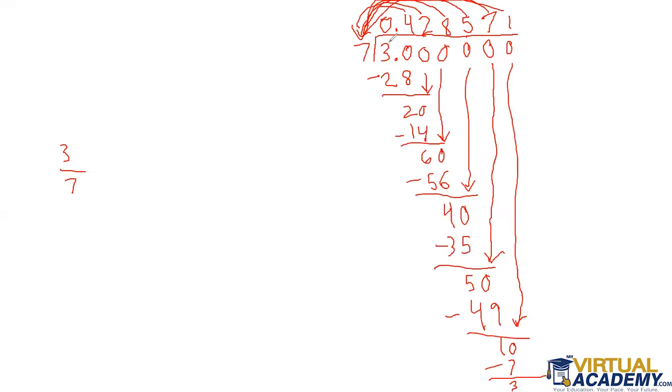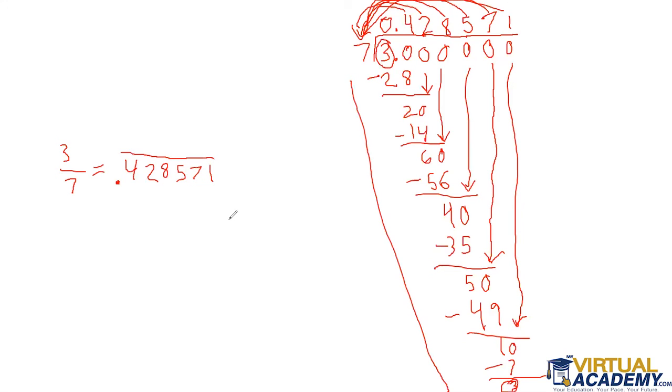Okay, notice that we started off with a 3 up here, and we ended up with a 3 down here, okay? So this entire pattern is going to repeat. So 3/7 equals 0.428571. All 6 of these numbers repeat, okay? So 0.428571, 428571, 428571.